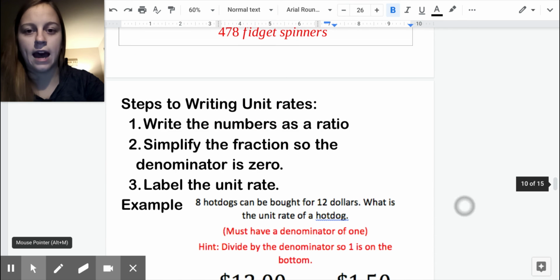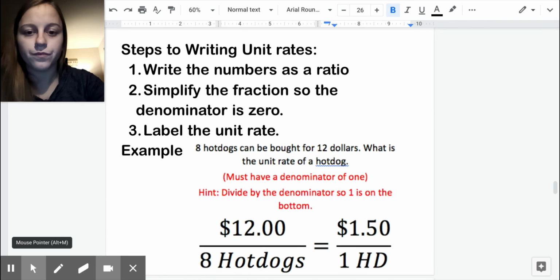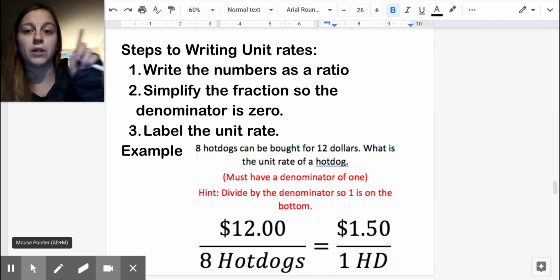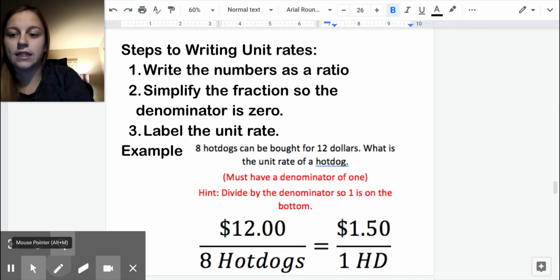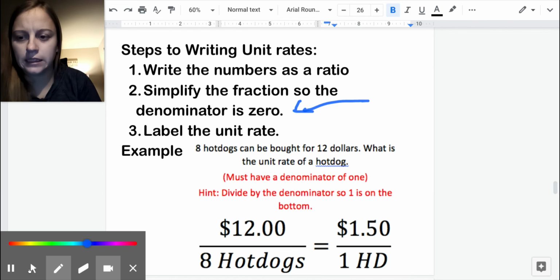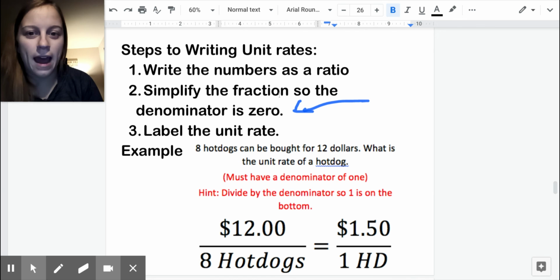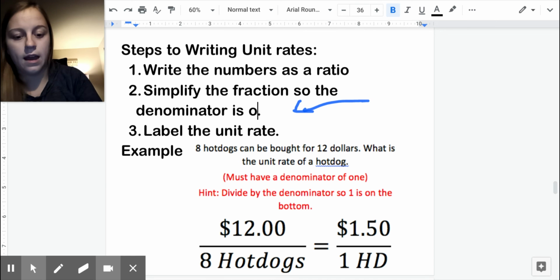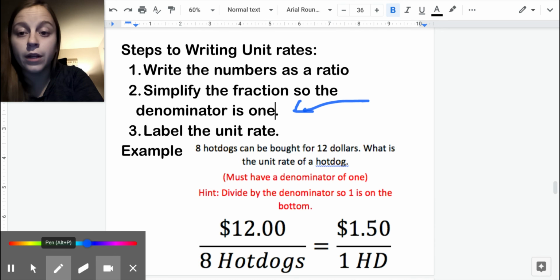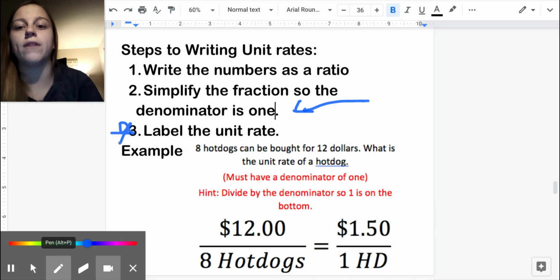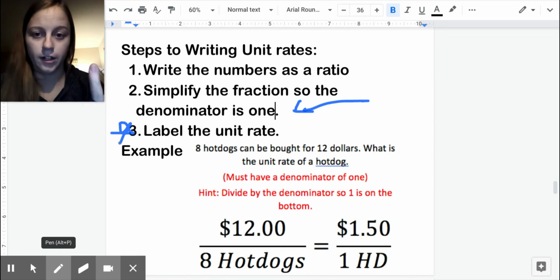All right, let's go ahead and look at writing unit rates. So again, remember unit rates is how much for 1. So first we take those numbers and we just write them as a normal rate or ratio. Then we simplify the fraction so the denominator is 1. Your denominator, that's what you're looking for, is not 0. I apologize. You have to get that denominator to 1. How much for 1? And then just like in our ratios, we do have to label our answer.